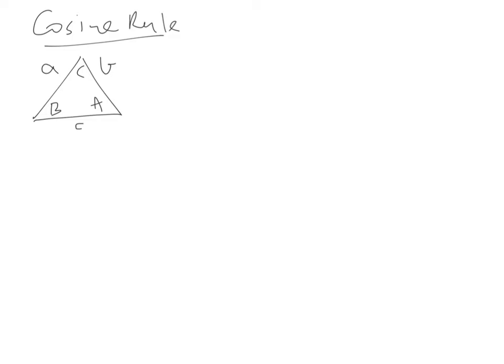So now the actual rule itself is C squared equals A squared plus B squared minus 2AB times cos of C. So that's what the actual rule is.